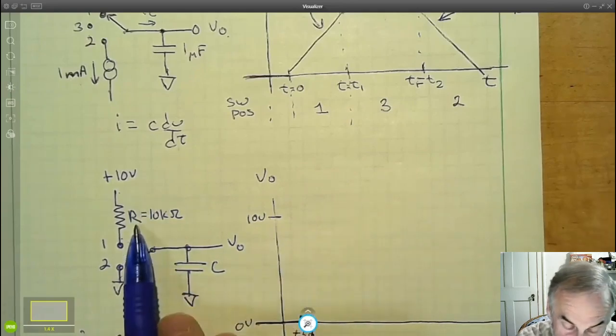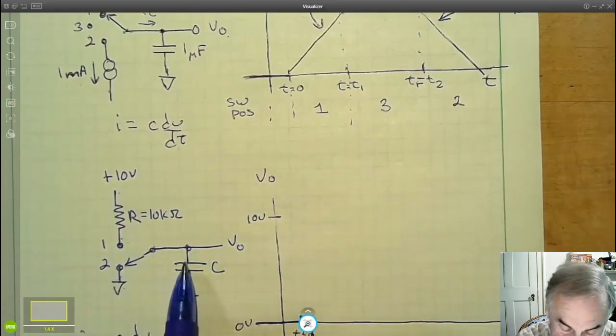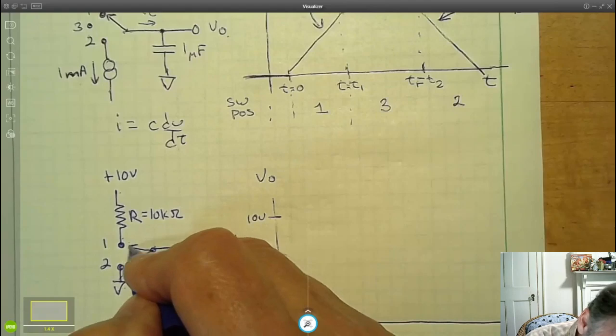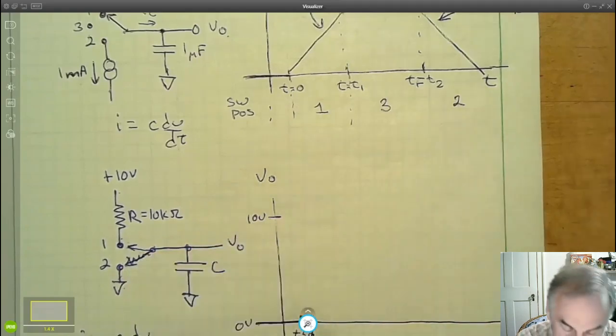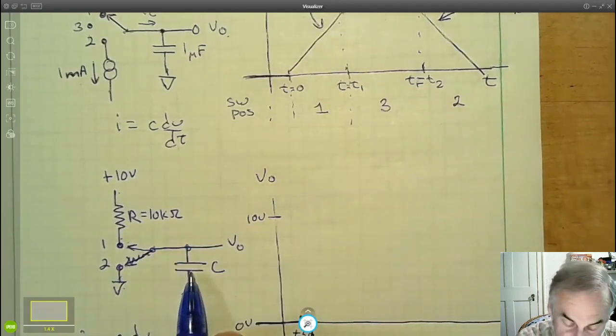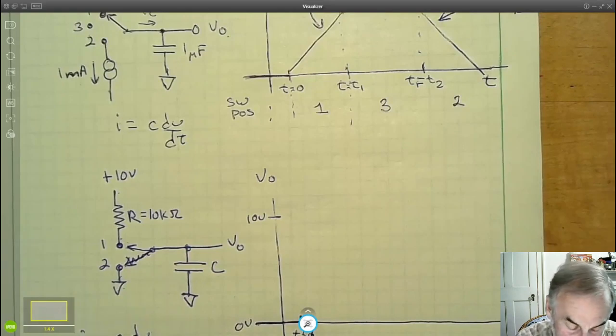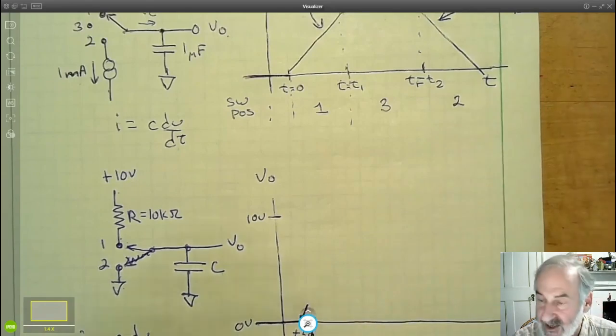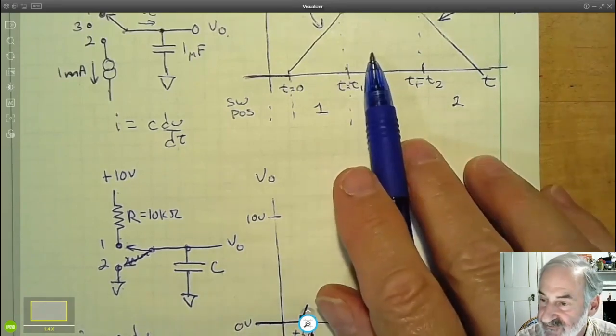That means we've got 1 milliamp flowing through this resistor. Where does that current go? That current has to flow into the capacitor. Okay, if current is flowing into the capacitor, we know that dV/dt is changing. And in fact, we're going to start charging linearly, 1 milliamp flowing in there, just as we did up here.